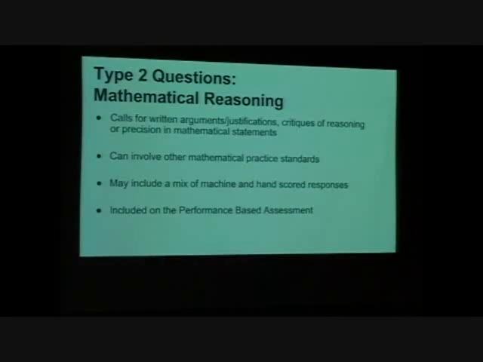The type 2 questions are similar to questions we have seen before, maybe the open-ended questions they're used to seeing on the NJASK or HSPA. These are a combination of machine scored and hand scored. They require the students to give written justifications, critiques of arguments, or precision in their mathematical statements. These will appear only on the performance-based section of the test, which is given in March.